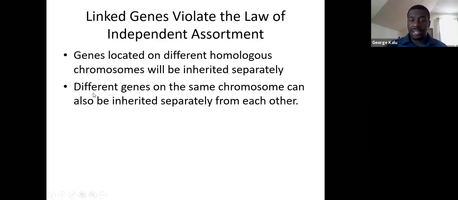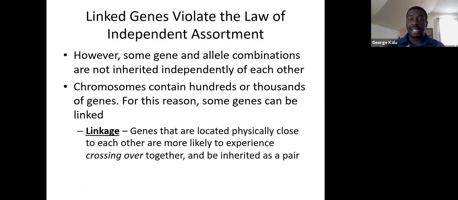Now, we can also take that a little bit further and say that different genes on the same chromosome can also be inherited separately, as a result of crossing over. So genes will typically be inherited independently of each other. However, there is a certain case where we're going to have certain genes and certain allele combinations that are not inherited independently of each other and are actually typically inherited together. And so this is where things get a little bit more complicated.